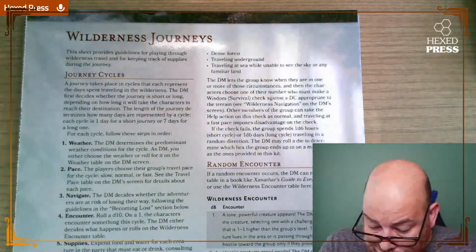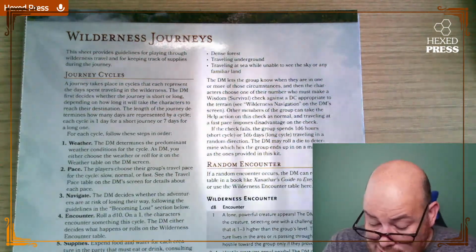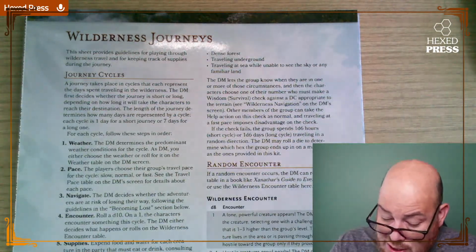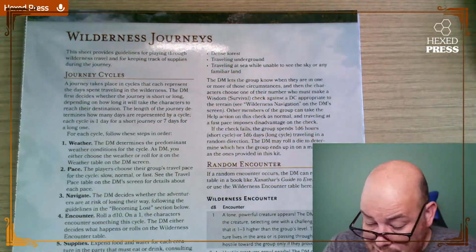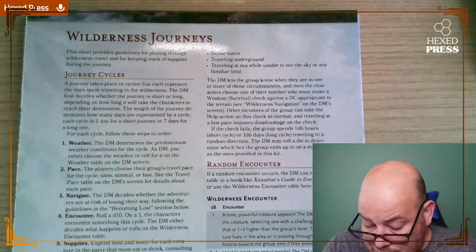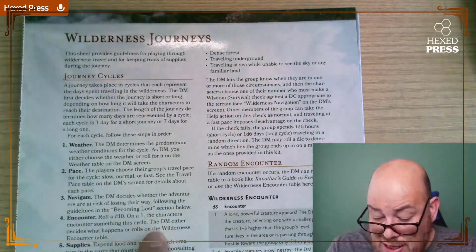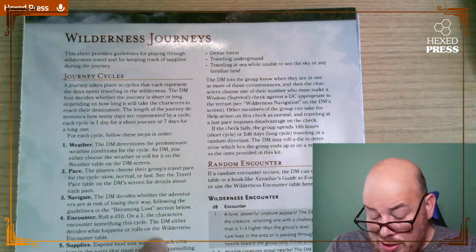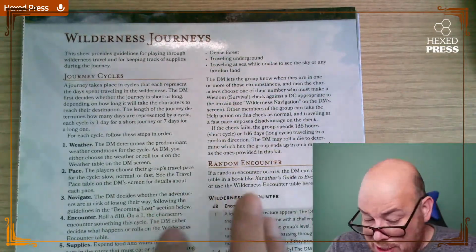Navigate. We decide whether the adventurers are at risk of losing their way, following the guidelines in a Becoming Lost section. Great. Encounter. Roll a d10. On a 1, the characters encounter something this cycle. The DM either decides what happens or rolls on the Wilderness Encounter table. Interesting that the odds are different here. So here's a flat 10% chance of encounter. Doesn't matter what terrain you're on, and it's per cycle, not per day.